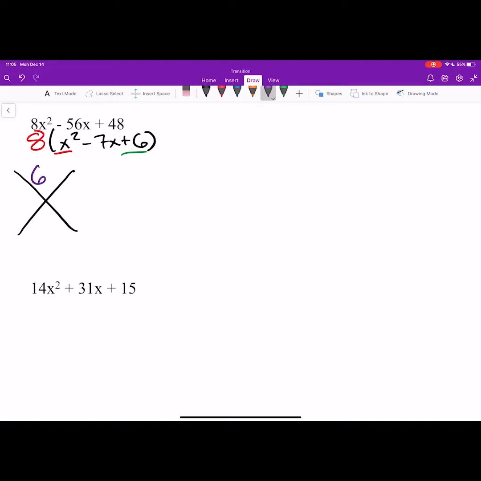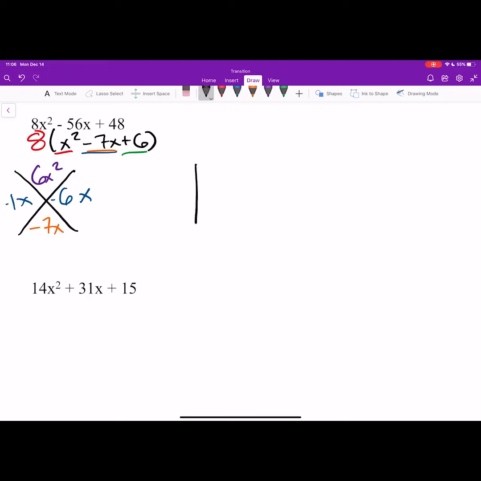So a times c goes on the top, 6x squared. B, my middle term, goes in the bottom, and that's negative 7x. I asked myself what things multiply to get the top and add to get the bottom. I know they're both going to have to be negative. And how about negative 6 times a negative 1? That gets me a positive 6, and a negative 6 plus a negative 1 gets me a negative 7. Feel free to use your calculator to check that.